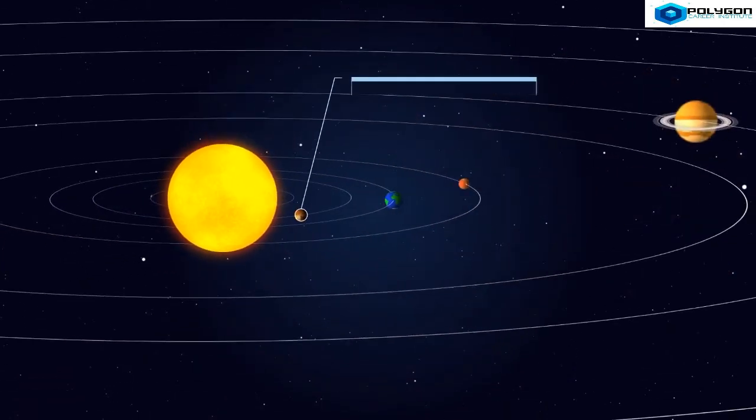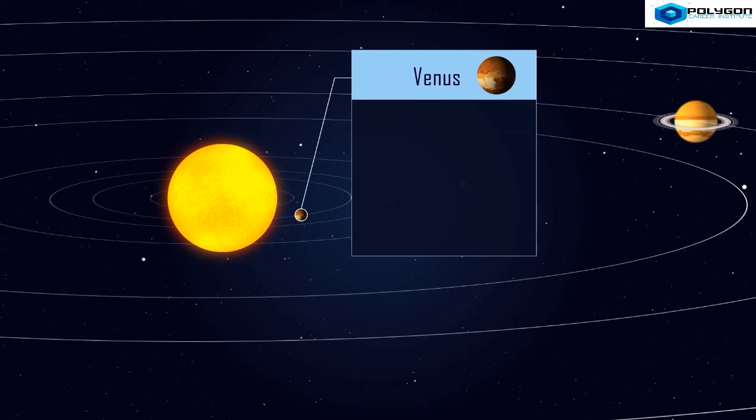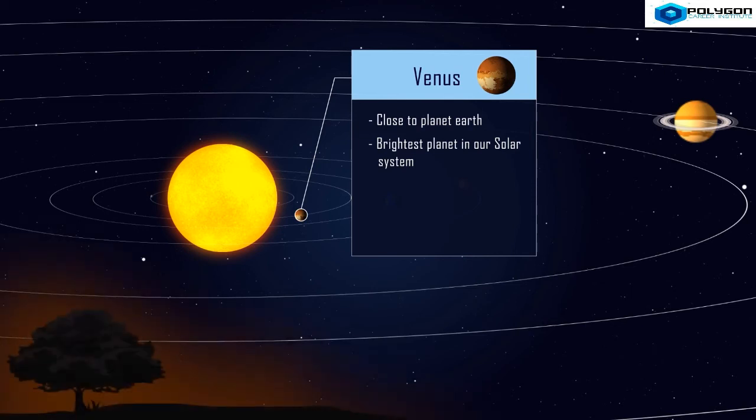The second one is Venus. This planet is close enough to our planet Earth that we could call it our neighbor. It is also known to be the brightest planet to be seen in the night sky. So where can we view Venus? Try to look out for it in the western sky after sunset.